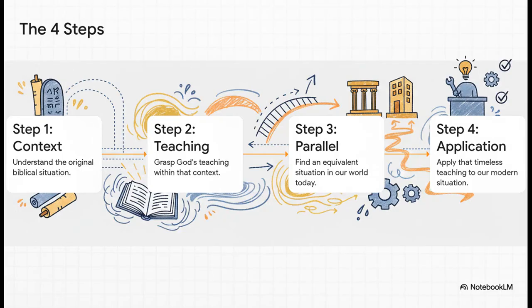So here it is, the blueprint. It's a simple but really profound four-step process. Okay, step one, you've got to do the homework and really understand their world. What was actually going on back then? Step two, figure out the core teaching, the main point God was making in that specific situation. Step three, now you look at our world and ask, okay, what's the parallel here? What's our version of that? And finally, step four, you take that timeless teaching and apply it to our modern situation.